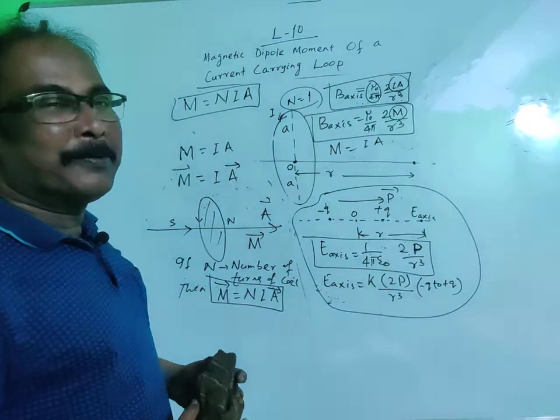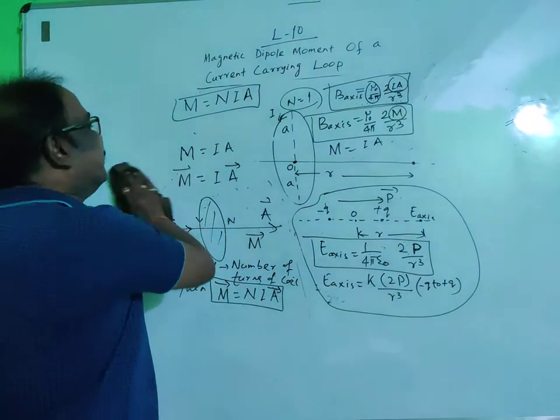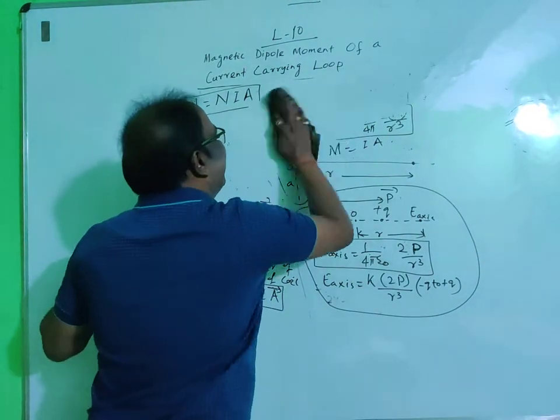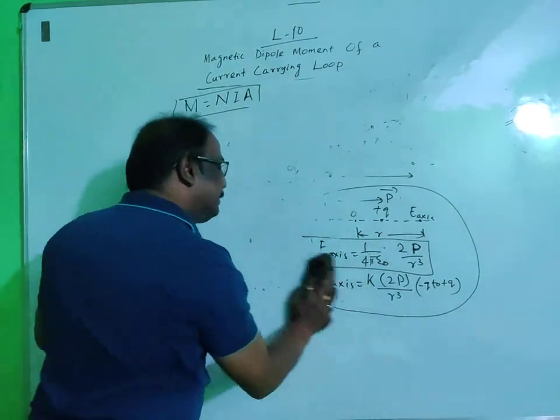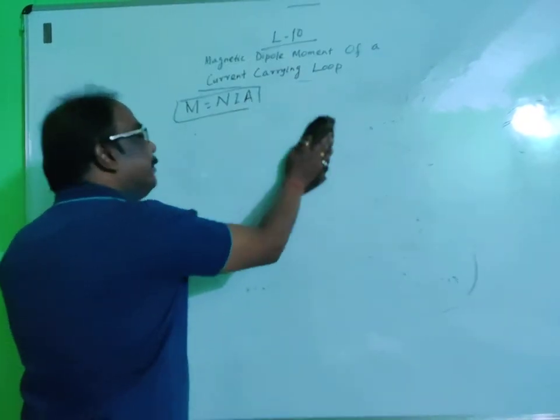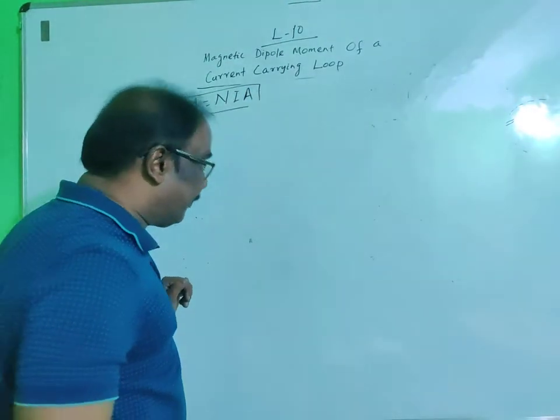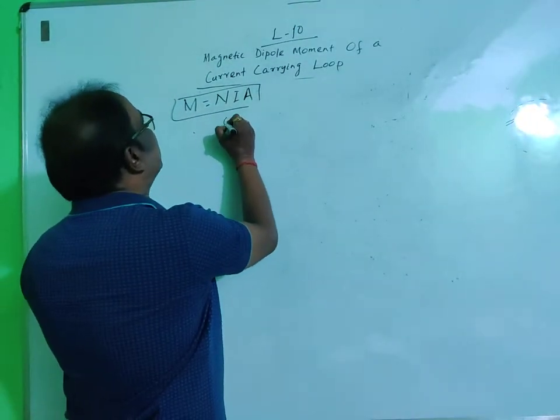Then let's have some numericals, two fundamental and basic numericals. Okay, this is magnetic moment, dipole moment of a current carrying loop. I am discussing some basic, easier numericals, you will find them very easy. Question number 1.